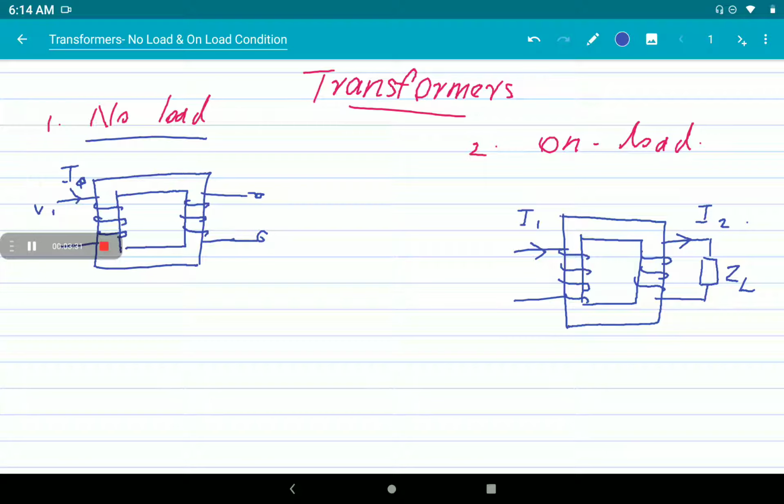The primary current has to supply the losses that occur in the core. Because of the input voltage we give, the current I1 produced has to supply the losses in the core. What losses occur in the core? We have already discussed the properties of a ferromagnetic material, in which hysteresis and eddy currents occur. These two properties produce some losses in the core, that is, hysteresis loss and eddy current loss. A very small amount of copper loss is also present in the primary winding.